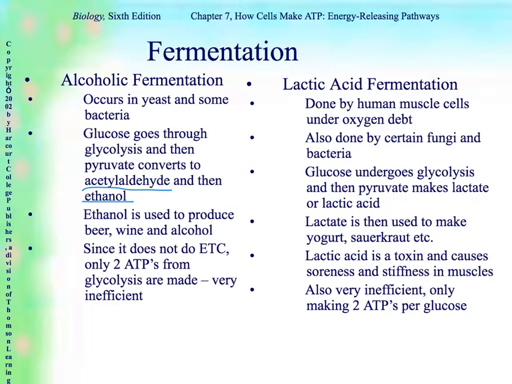And then if you look at lactic acid fermentation, this is done by our human muscle cells that are under oxygen debt from heavily being exercised. It's also done by certain fungus and bacteria. Glucose will go under glycolysis and make the pyruvate. However, instead of going to the mitochondria because there's low oxygen available, it will make lactate or lactic acid. Lactate is then used to make yogurt, sauerkraut, etc. In our muscle cells, it is a toxin, and you feel that burn feeling when you're working out your muscles too hard. It causes soreness and stiffness in muscles. It also is very inefficient and only can make those 2 ATPs per glucose from glycolysis.